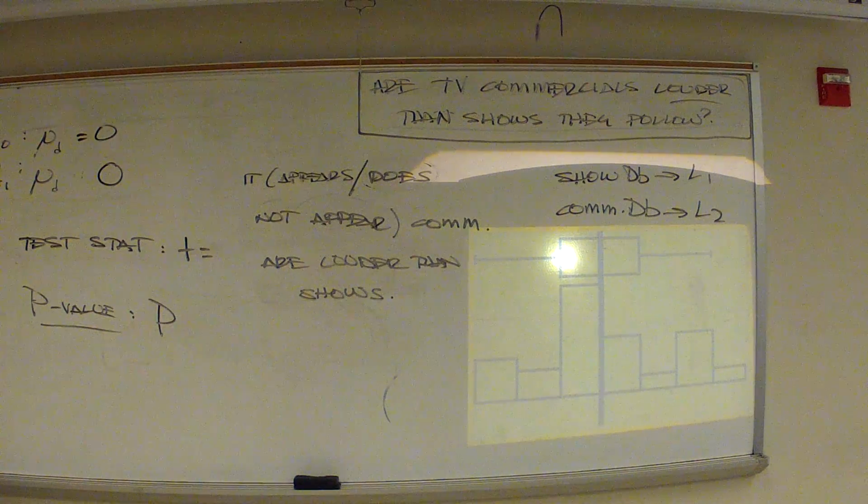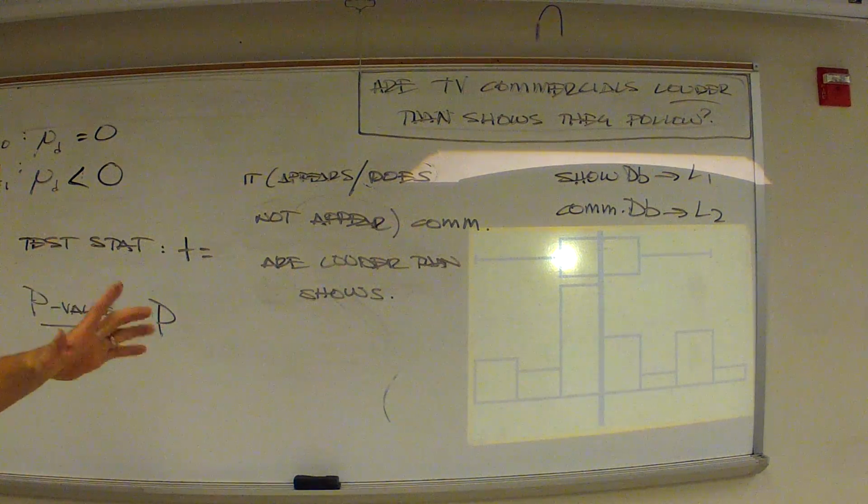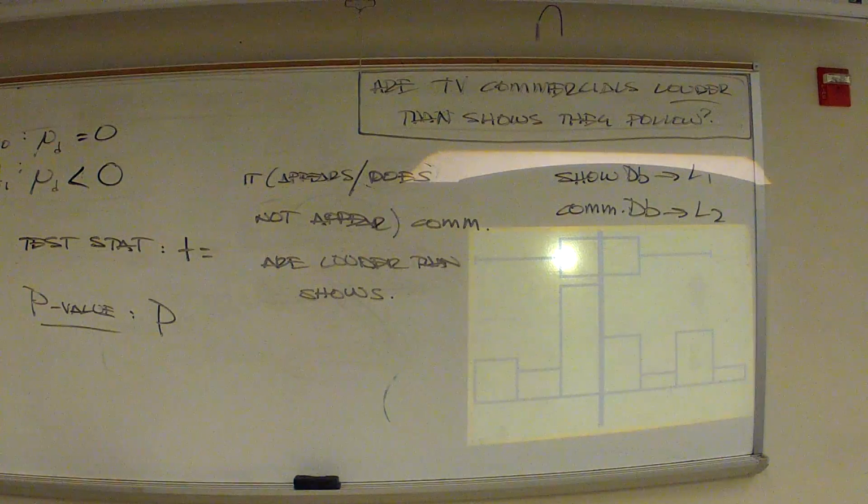Now, if commercials are louder, that's what the alternative is going to tell us, right? Commercials are louder than the shows. What kind of numbers are we going to be getting on average? Negative, so it's going to have to be a less than sign, isn't it? Based on how we subtracted. We did show minus commercial. So if the commercials are indeed louder on average, we should be getting on average negative numbers, which means we're going to get less than 0 on average.